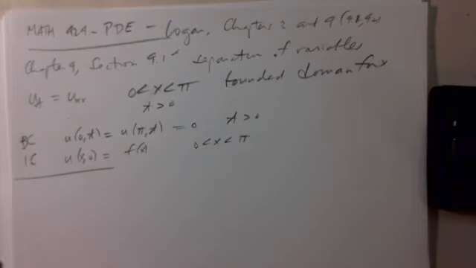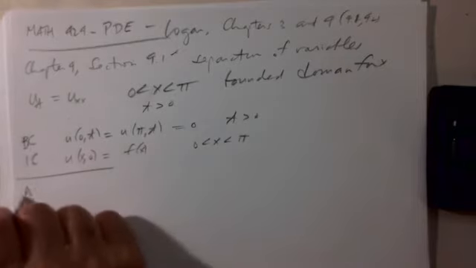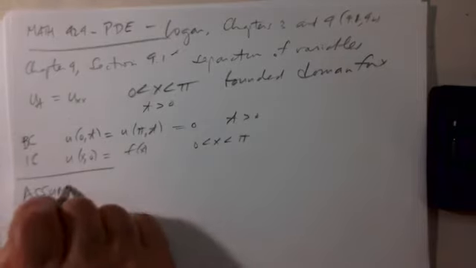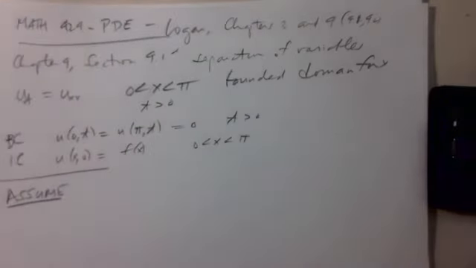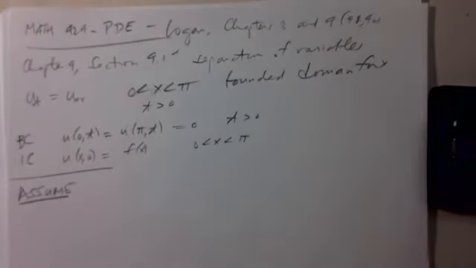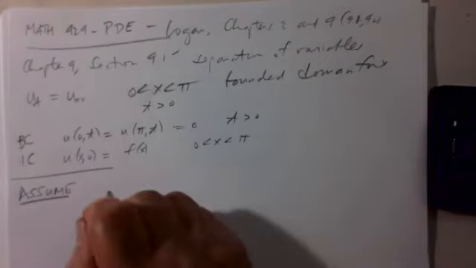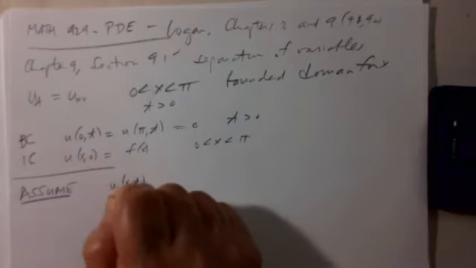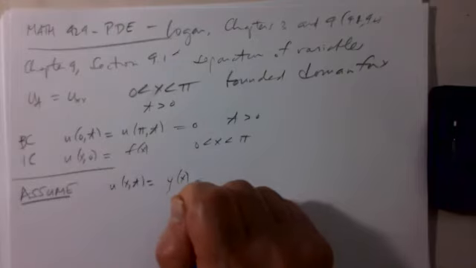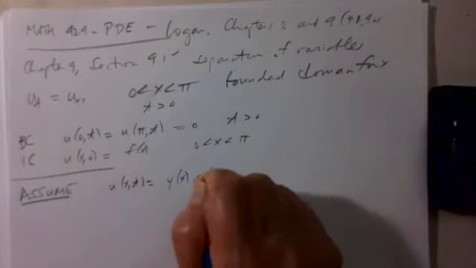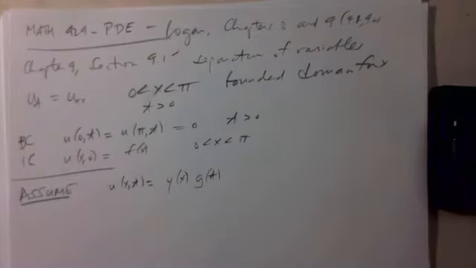So using the notation that Logan is going to use, we assume, right? We don't know this is true in any particular case, but you make this assumption, and if it leads to a solution, then you win. If not, you're stuck with trying something else. But we assume that this function u of x, t is actually a product of a function of x, y of x, and a function of t, which we call g of t.